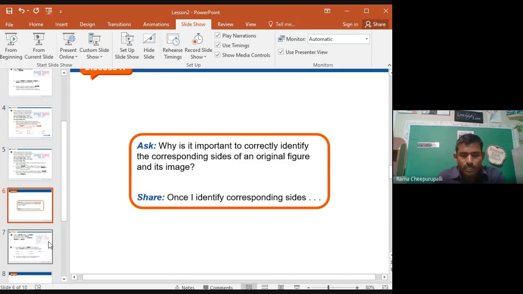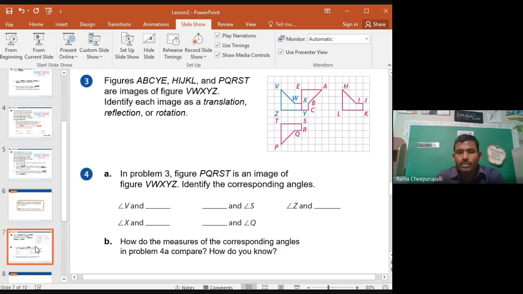Now, since you guys understand that one, look at these two pictures up here. This is the first picture, A, B, C, Y, E. And then also P, Q, R, S, T. And then we have the other images. Identify each image as a translation, rotation, or reflection. What do you guys think? Just answer question number 3 only on your notebook.